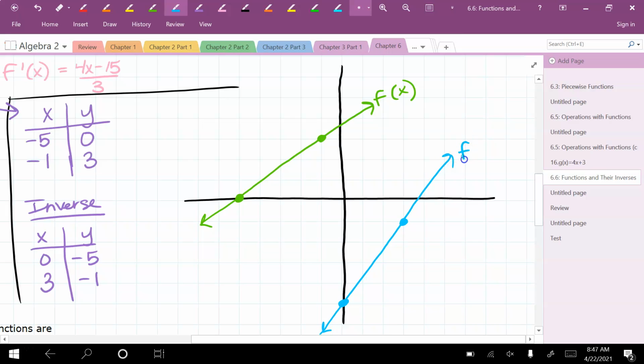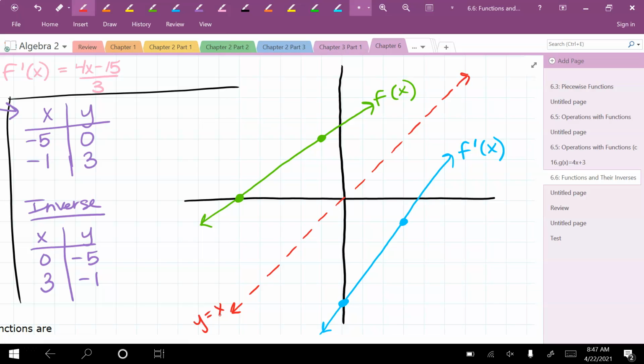So this is f prime of x. That's my inverse of the function. So, like I said, there's this line, y equals x. It goes through the origin here, has a slope of 1 over 1. So it looks like that. So that's the line that all of these points get reflected over.